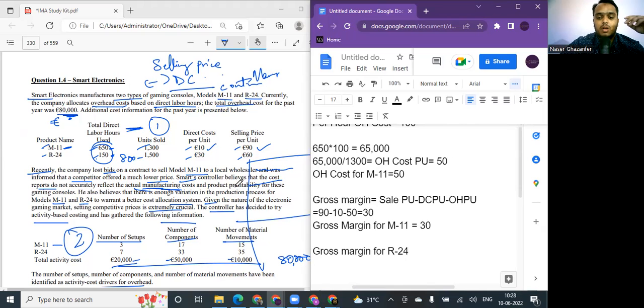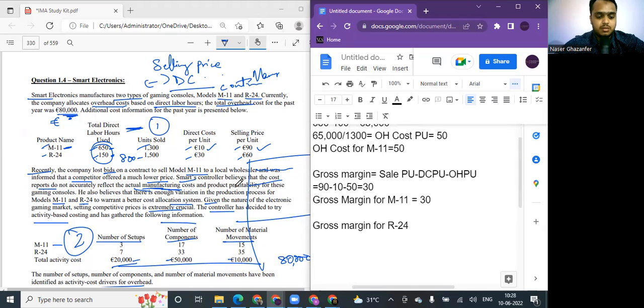Now gross margin for R24, what do I have to do? How many hours is it? It is 150 multiplied by 100, which equals 15,000. Now when 15,000 is there, I have to divide this 15,000 by how many units are sold? 1,500. So 1,500 units are sold. That equals 10 per unit.